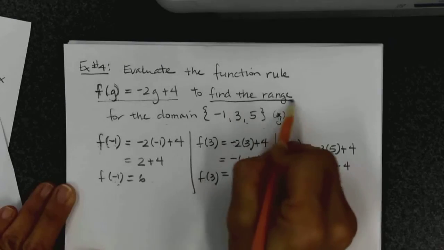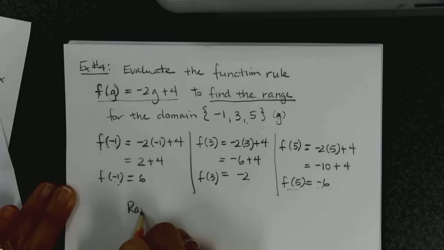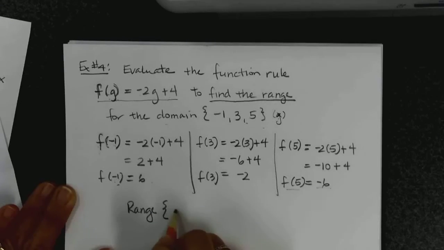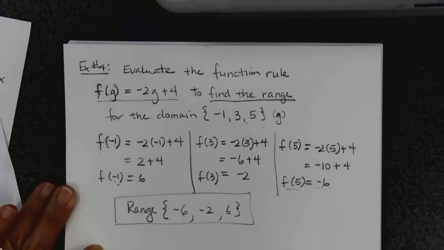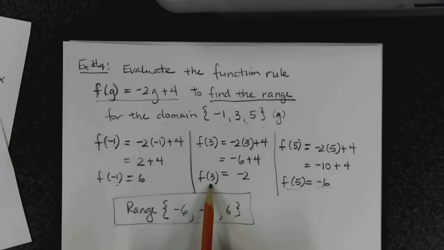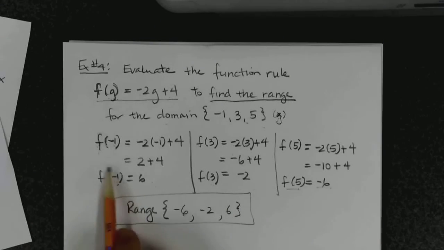Now it says to find the range, so we write our answer like this. The range consists of, and you put it in numerical order, negative 6, negative 2, and 6. And this will be your final answer. You don't do anything with these numbers. All it's saying is when g is negative 1, when g is 3, and when g is 5, the function is equal to those values, which are your range.